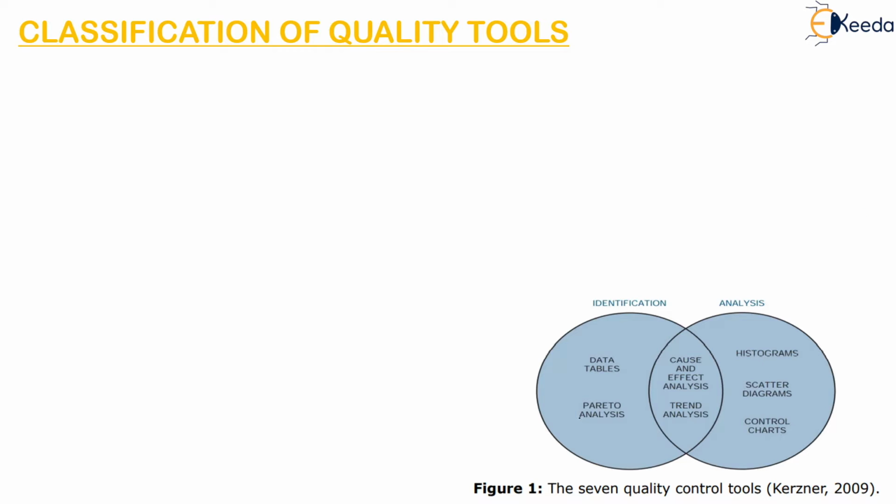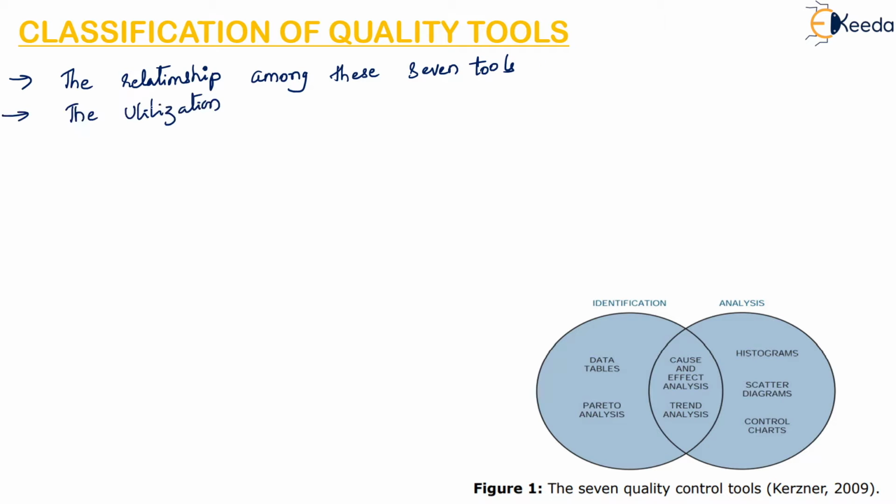So here we can see the relationship among these 7 tools and their utilization for identification and analysis of quality improvement. From this diagram we can see how these tools are related to each other, and how these tools are useful for or utilized for identification and analysis of improvement of quality.